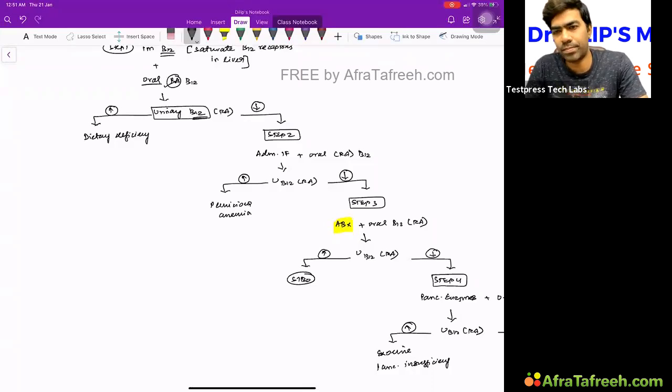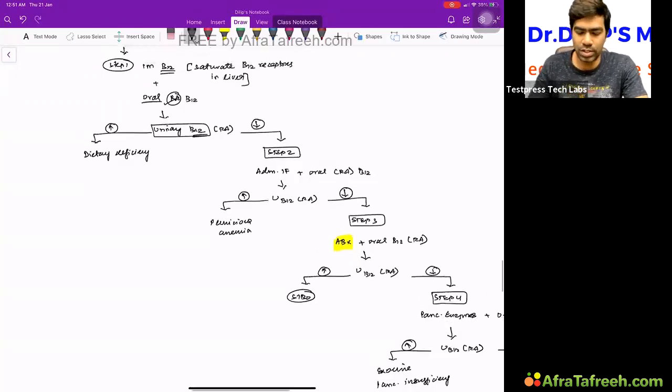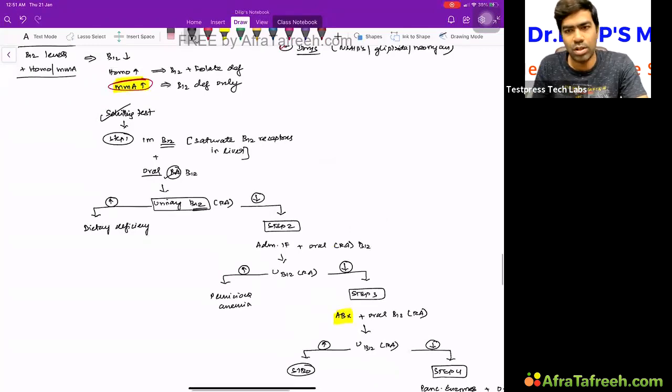So first step, you're going to give oral B12 to rule out dietary deficiency. Second step, you're going to add intrinsic factor to the oral B12 and check for urinary B12 to test for pernicious anemia. Third step, you're going to supplement with antibiotics to rule out SIBO. And fourth step, you're going to give pancreatic enzymes and test again. If all these 4 steps fail to increase urinary B12, then you can think about the possibility of ileal disease. So this is what we refer to as Schilling's test, and it's one of the important gold standard tests.